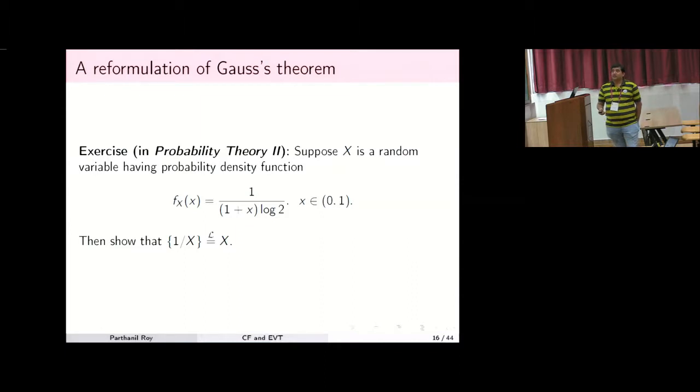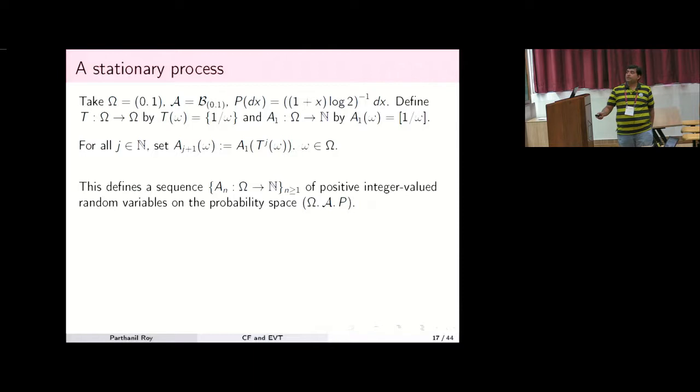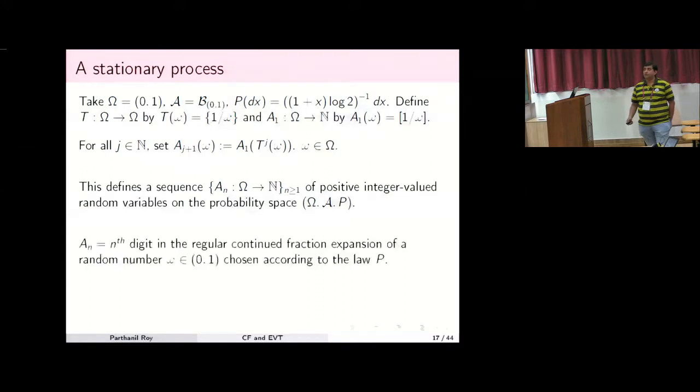Okay, so let's go back to the notations once more, because I need to tell you what those A_n are and so on. Omega is this measure, and then I define the maps as usual, and then I define A_{j+1} to be this guy. So this defines a sequence A_n of positive integer valued random variables on this probability space, because everything is positive here. The 0 will only come when omega is rational, and we are eliminating that. That happens with probability 0.